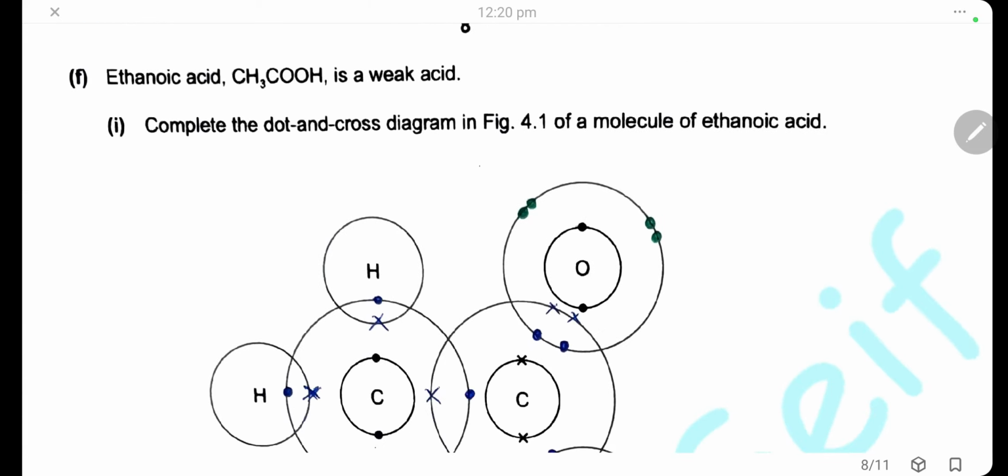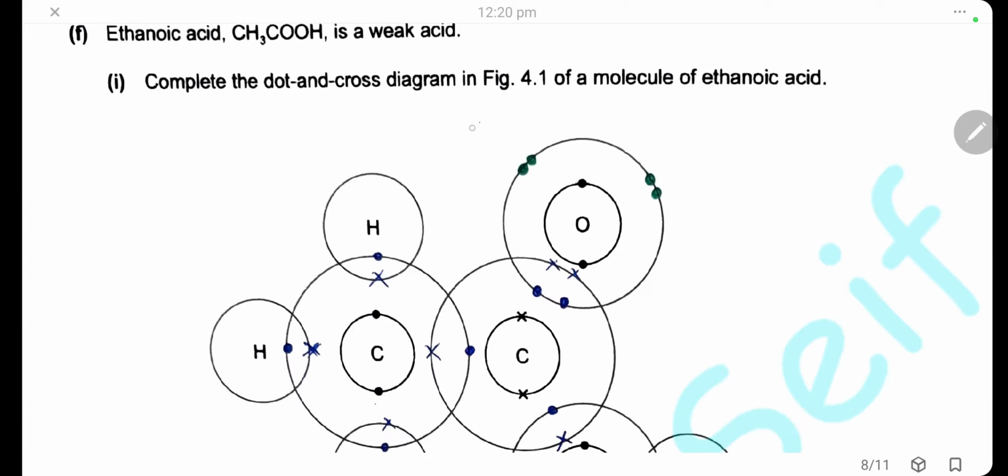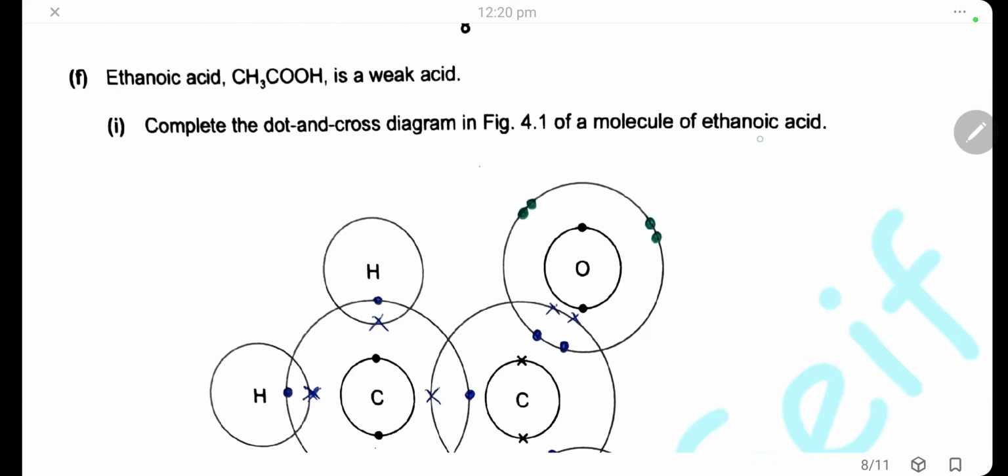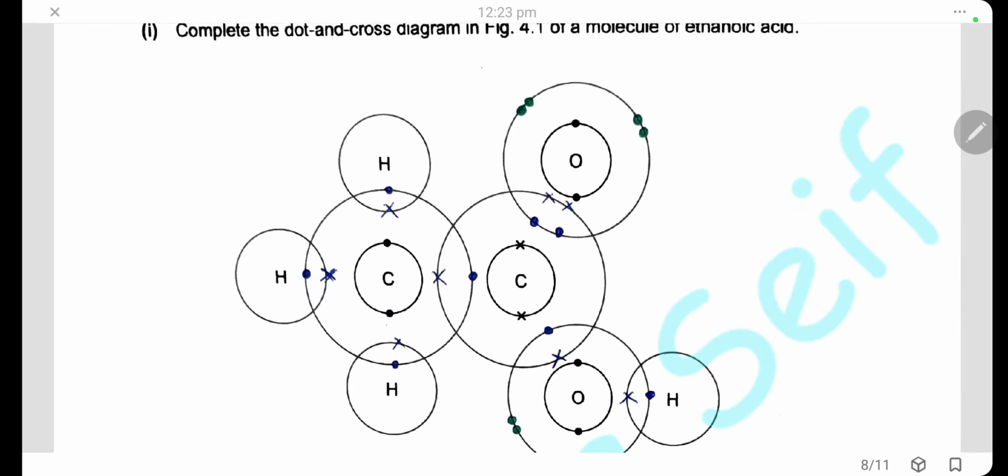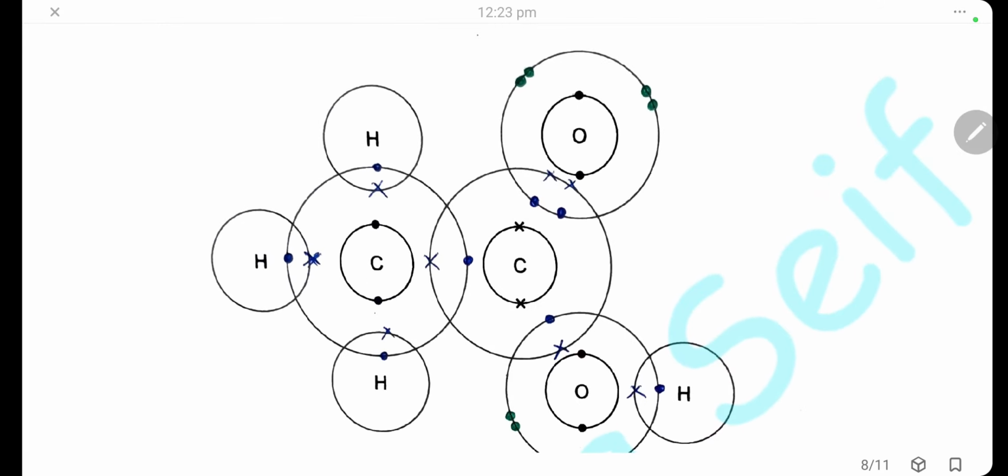Ethanoic acid is a weak acid. Complete the dot and cross diagram to show a molecule of ethanoic acid. Here we have the diagram for ethanoic acid. First, the carbon on the left side. Carbon is in group 4, having 4 electrons in the outer shell. It is bonded to 3 hydrogens and 1 carbon, so it will make 4 single bonds, sharing 1 pair of electrons in each bond. So now this carbon has 8 electrons in the outer shell.